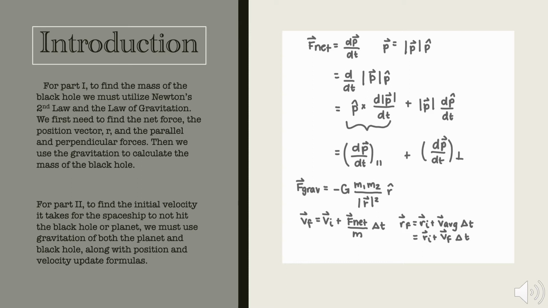For part 2, we're going to find the initial velocity it takes for the spaceship to not hit the black hole or the planet. And we're going to use gravitation of both the planet and black hole acting on the spaceship, along with position and velocity update formulas.